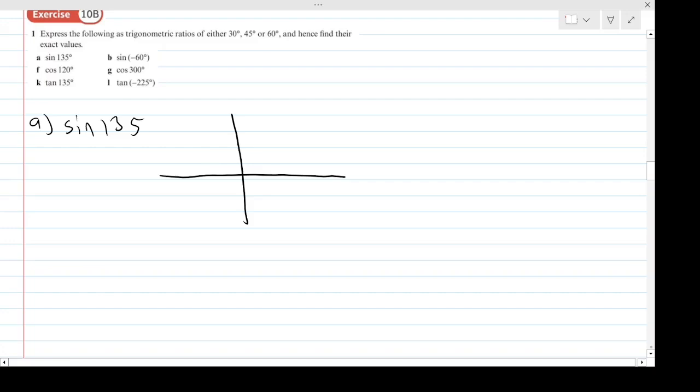Now, we would have to move 90 that way, and then we'd have to move another 45 that way. So overall, 90 and 45 gets me 135. That's my angle. But we want to measure it from the x-axis, that is, that line there, the x-axis.